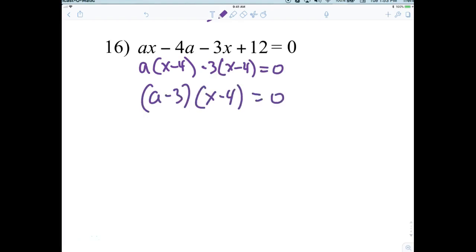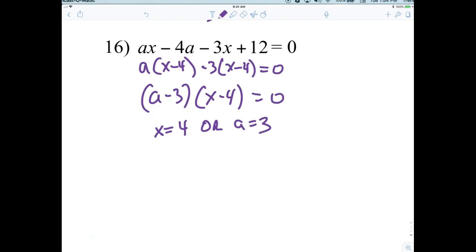Beautiful. So x equals 4 or... yes. Usually that doesn't happen, but sometimes it does. You can have multiple variables in the same problem. Does everybody agree that wasn't that bad?